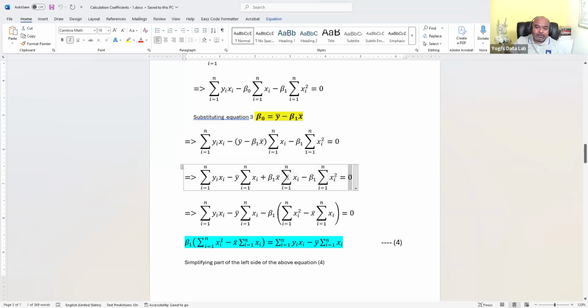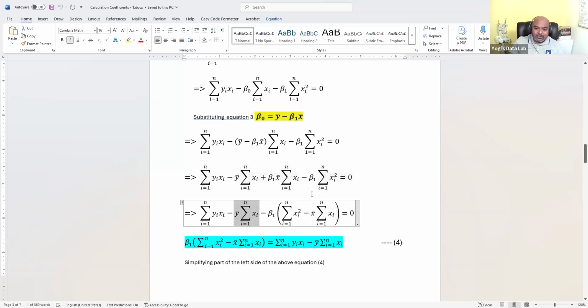And this equation is equal to 0. Now we are going to try to simplify this equation further. So what I have done here is I have expanded this part. This is over here. You see yi xi minus y bar xi. You have this here. And I have taken out minus beta 1 common from these two terms.